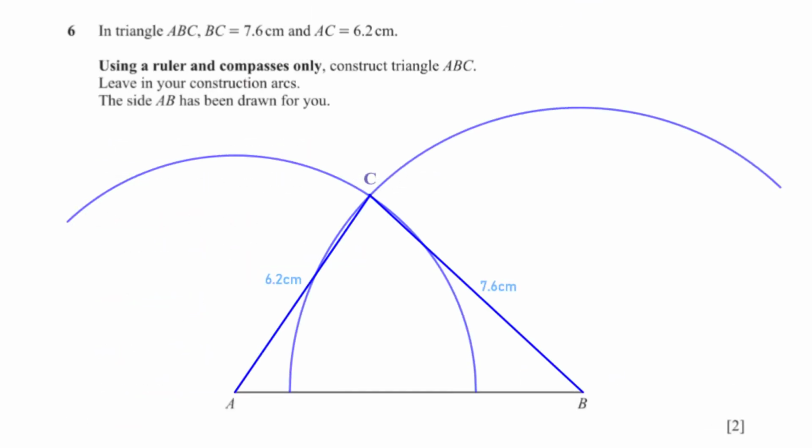In triangle ABC, BC is 7.6 centimeters and AC is 6.2 centimeters. Using a ruler and compasses only, construct triangle ABC. Leave in your construction arcs. The side AB has been drawn for you. First, we measure our compass to a width of 6.2 centimeters, stand at point A and construct an arc. Then, measuring the width of the compass to be 7.6 centimeters, we stand at point B and construct another arc. The intersection point of the arcs is point C. So now we draw two lines from AB to C to complete the triangle.